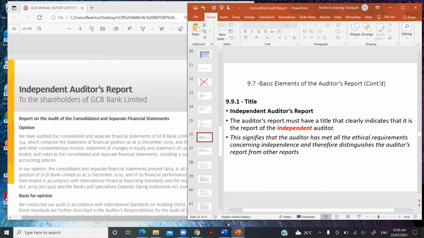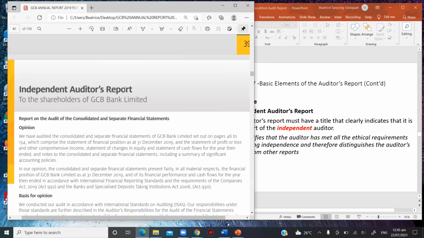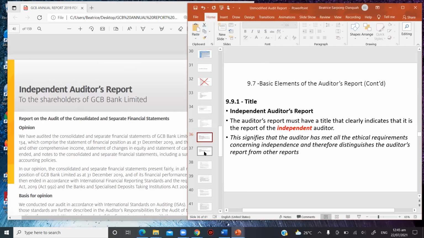So the title is what? Independent Auditor's Report. So the word independence here is very, very important. It signifies that the auditor has met all the ethical requirements concerning independence and therefore distinguishes the auditor's report from other reports. It also clearly indicates that the auditor was indeed independent throughout the audit. He was independent in mind and in appearance. That's why he's stating that this is an independent auditor's report.